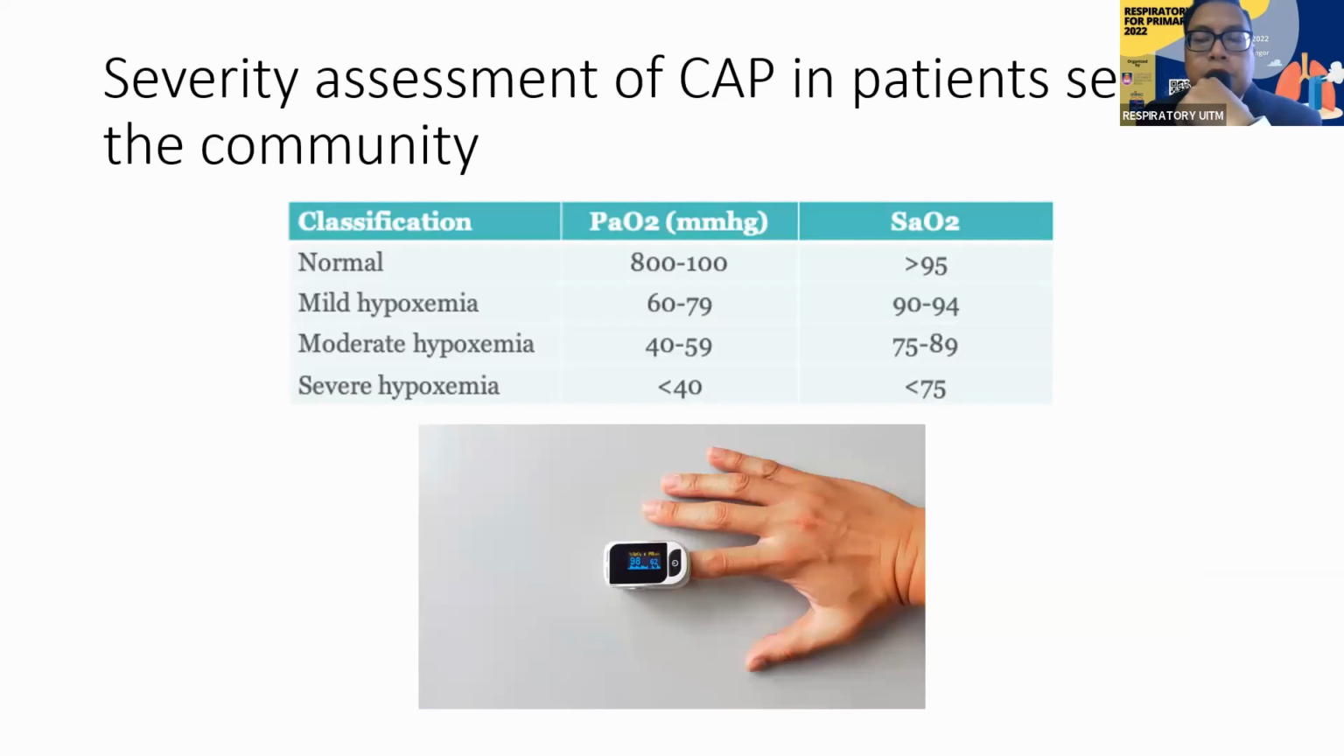Another assessment that is not covered in the CRB 65 score is your oxygen saturation. Now almost everybody has an oxygen saturation machine at home, the simple pulse oximeter. We can use that to assess the severity of pneumonia. Those with saturation more than 95 are more likely to have oxygen concentration in the blood within the normal range. If the saturation is 90 to 94, the patient has mild hypoxemia, and those with less than 90 are more likely to have respiratory failure.